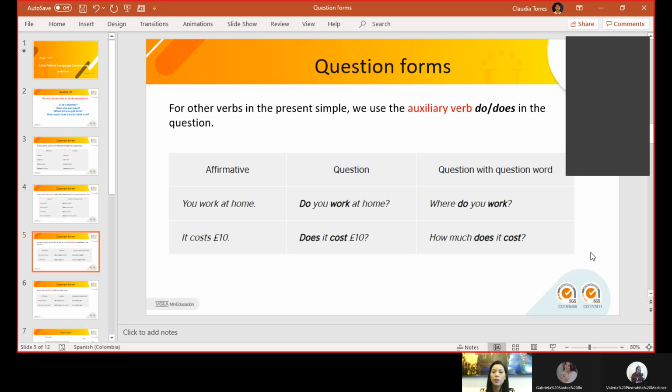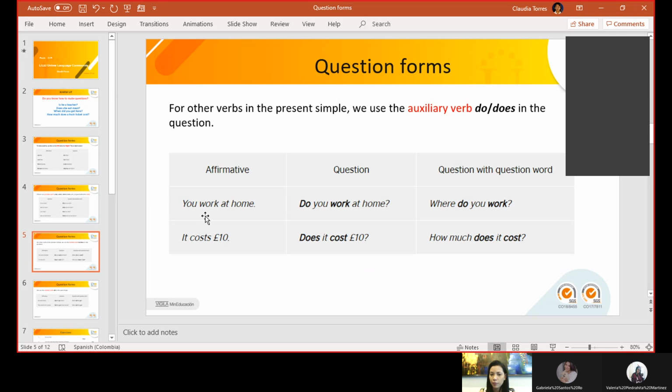Okay, here in this next chart, you will find present simple questions, right? So for present simple, you need the auxiliary verb do or does, right? So do for the pronouns I, you, we, and they. And does for the third singular person, he, she, or it, right?